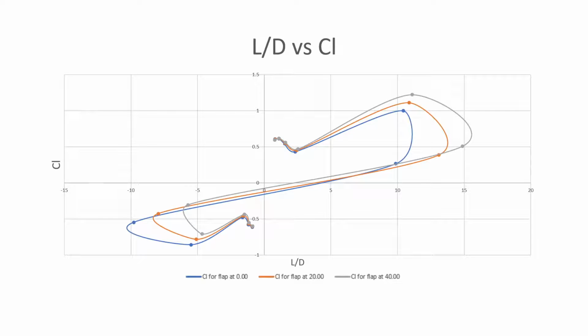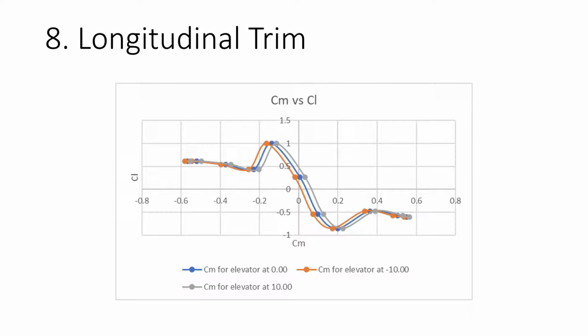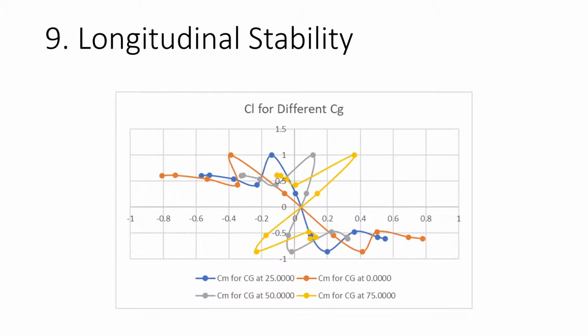Finally, a lift over drag versus CL plot was made, and the best lift to drag ratio was just over 15. A plot of CM versus CL was also made to assess the longitudinal trim of the aircraft, as you can see on the screen. A plot of CL against different values of CM to obtain a desired CG position was also created.